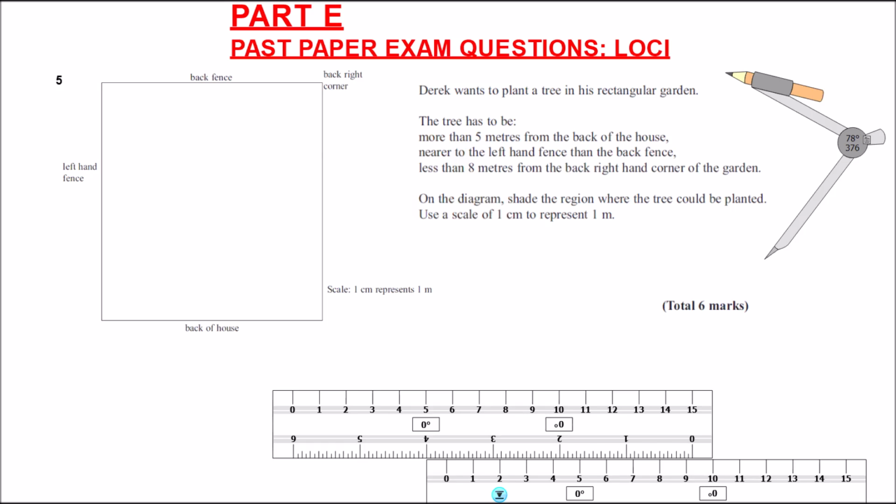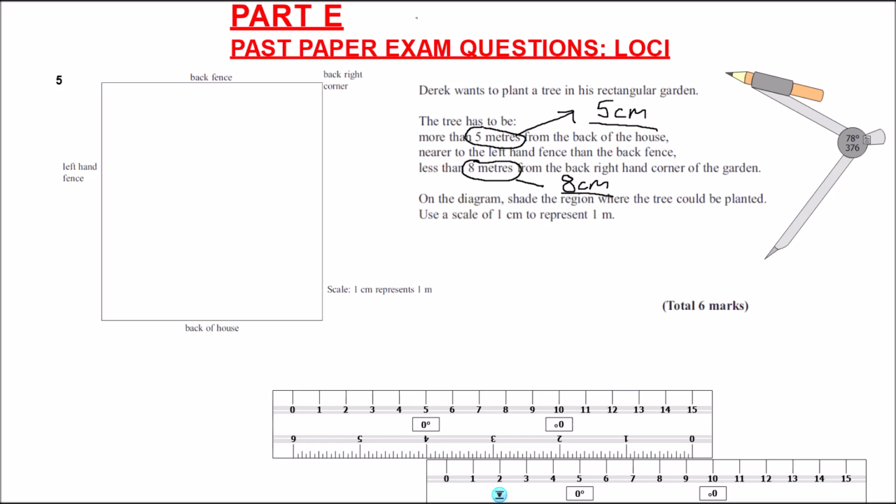We need to know the scale of this diagram. So this diagram has a scale that 1 centimetre is worth 1 metre. And so in our case, 5 metres will be represented by 5 centimetres. Later on it says about 8 metres, so we may as well convert this into what it is on our diagram. 8 metres will be represented by 8 centimetres.